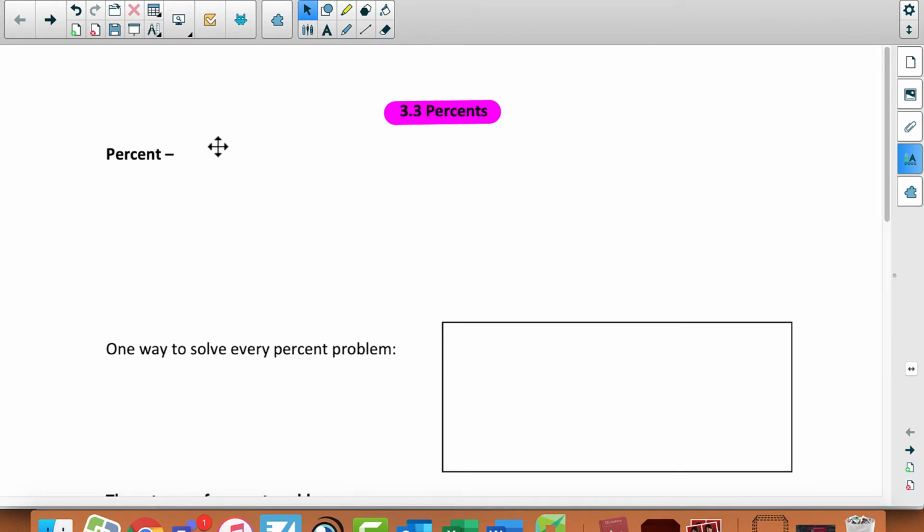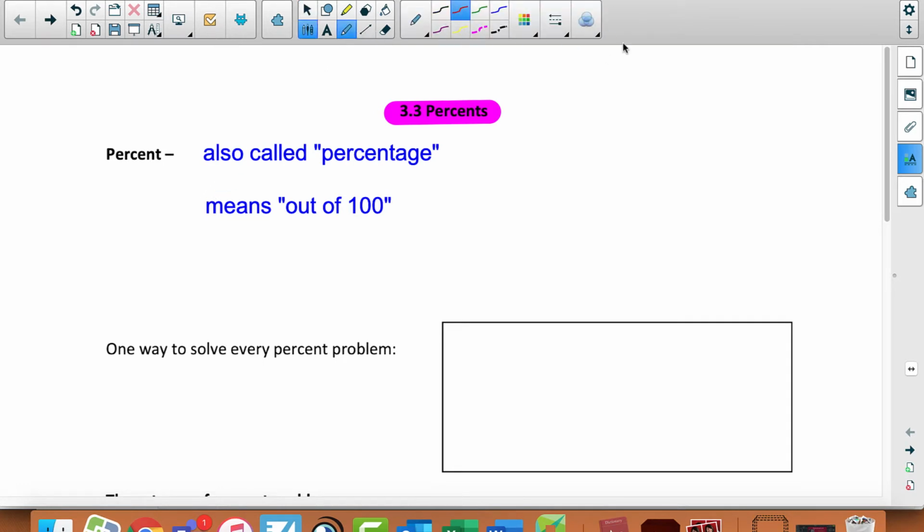One thing I didn't mention is that they're also called percentages, so another name for them is percentage. What I did say was it means out of 100, right? So the reason that percents are so popular is because it's a way of standardizing things. Let's say that in your math class with me, you wrote a test and you got 16 out of 20. Pretty good mark, right?